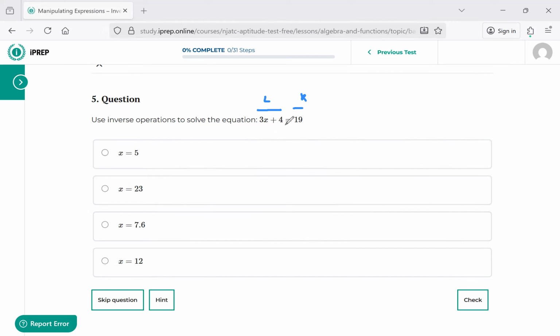So what do I have to do first to solve for x? First, I would get rid of this 4 right here. How do I do so?